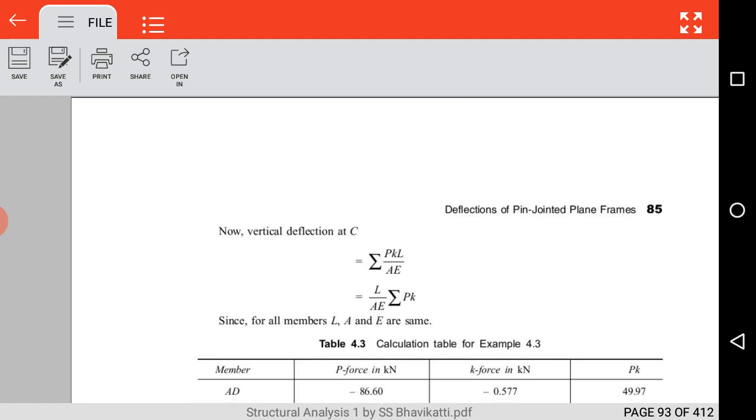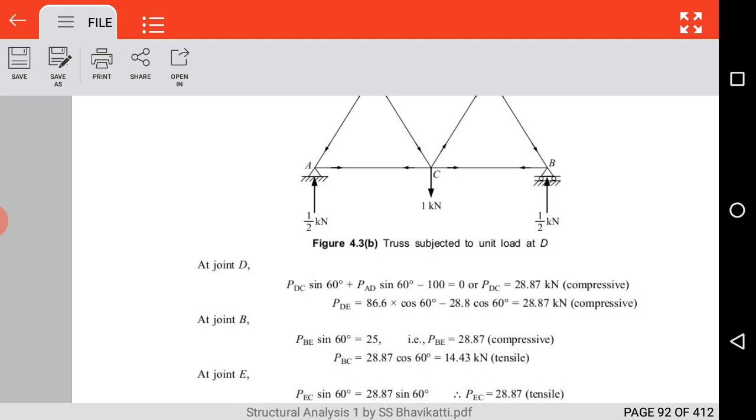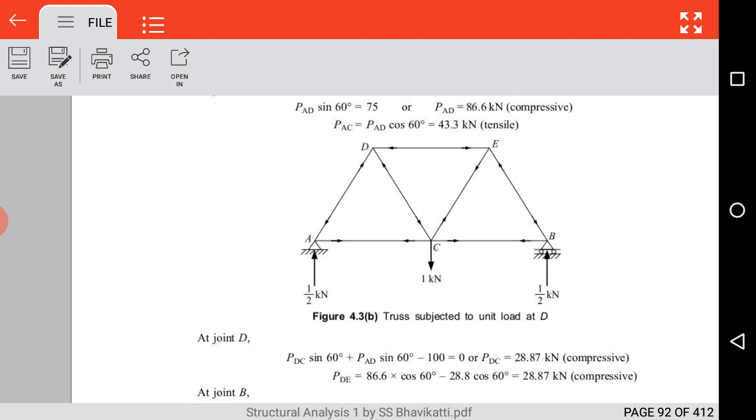Okay. So in the same way, when we apply a 1 kilonewton force at the point C, since the truss is symmetrical and the load is also acting at the center of the truss, the reaction will be half of the load. So the reactions are 1 by 2, which is nothing but 0.5 kilonewton. So now taking the equilibrium of each and every joint and applying our joint method, we will be calculating the member forces due to the 1 kilonewton load, and these forces are called K forces.